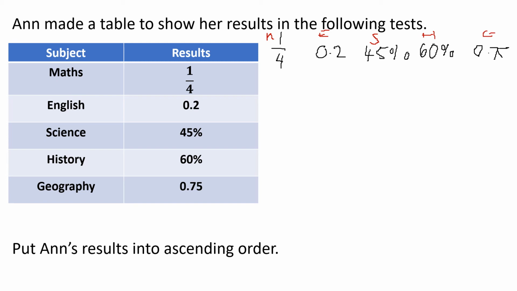Okay, so we rewrite these as fractions. Maths we don't need to do anything with because it's already a fraction. Decimals, we've already done this one in our previous example, so we know that it's 1/5. Fractions, percentages are always out of 100, so if you're uncertain, we can always write 45/100 and then we can simplify it down into its simplest form.